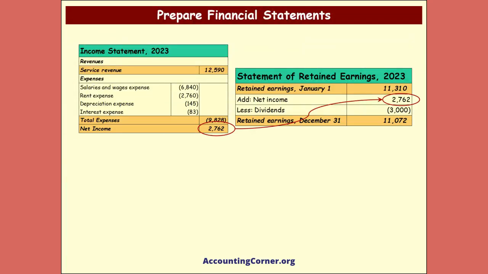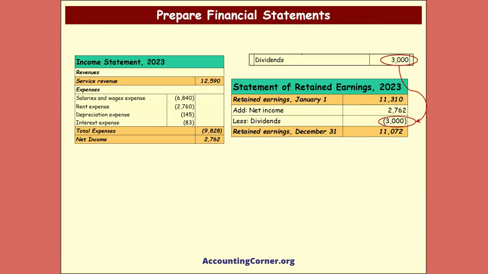Next, we move on to the statement of retained earnings. This report shows how much profit is reinvested in the business after accounting for dividends paid out to shareholders. To calculate retained earnings, start with the opening balance, which will be coming from last year's retained earnings. And then add net income, which is taken from the income statement.